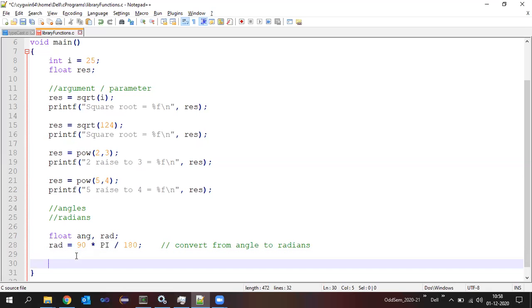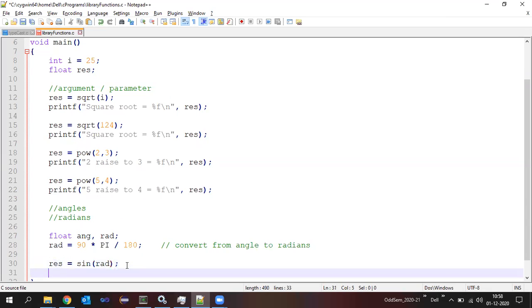Now, if I write a statement like this, result is equal to sine of rad. What it means is we are passing the converted radian value, and we are interested to find out sine of 90. First we converted that 90 degrees into radians, and that radians I am passing into the sine function. What is this sine function? It is a library function, a built-in function present in the math.h header file. And then later let us print the value of the result.